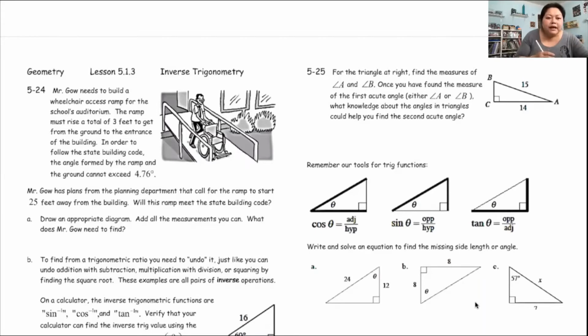So Mr. Gao has plans from the planning department. It calls for the ramp to start 25 feet away from the building. Will this ramp meet the building's state building code? Draw an appropriate diagram. Add all the measurements you can. What does Mr. Gao need to find?